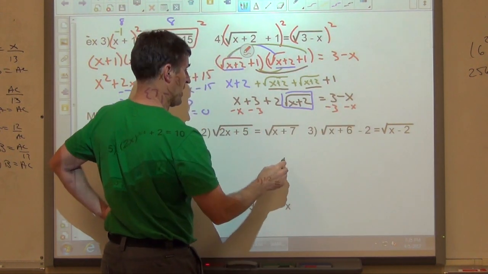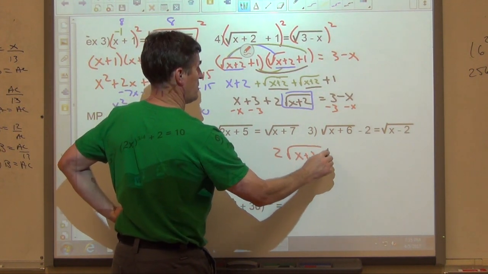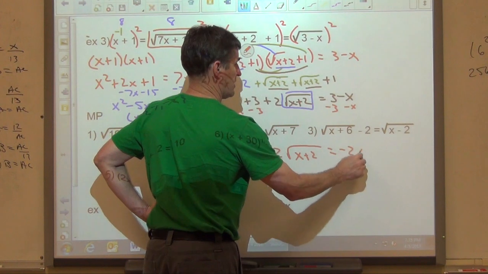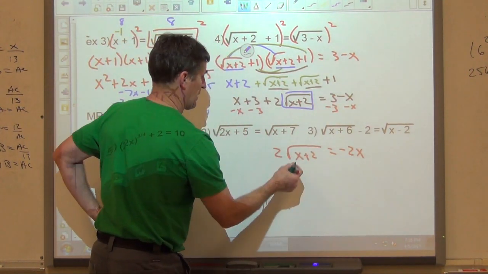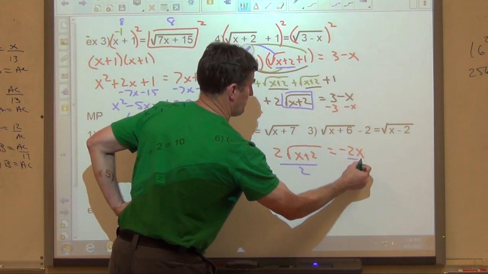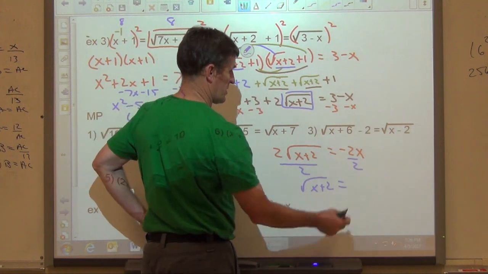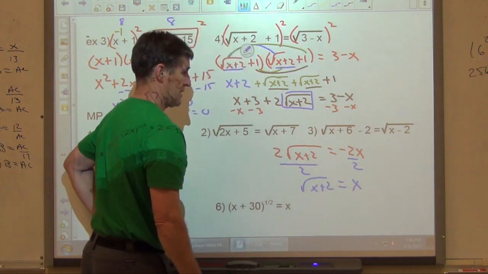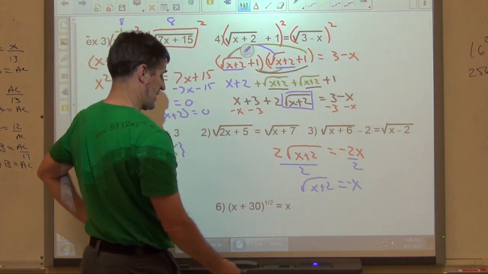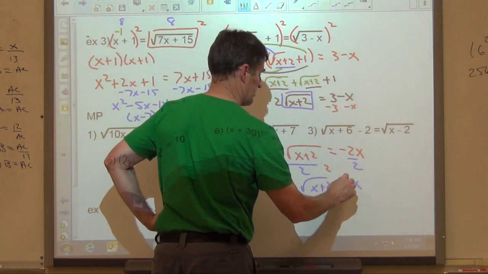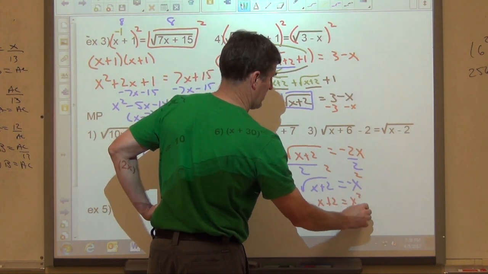So on this side now, I get 2 square root of x plus 2 equals negative 2x, because the 3 and negative 3 cancel. Now I still have to get this by itself, so I divide by 2, and I get the square root of x plus 2 equals negative x. Then I square both sides, and so I get x plus 2 equals x squared.